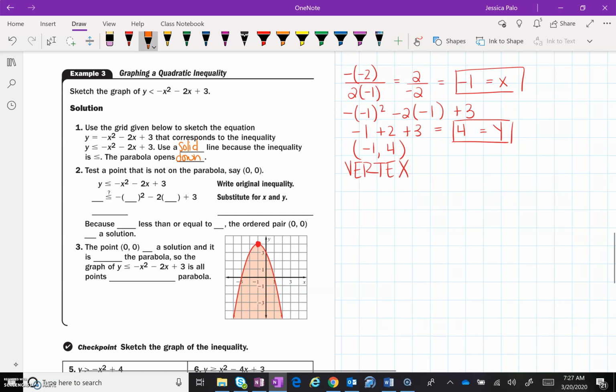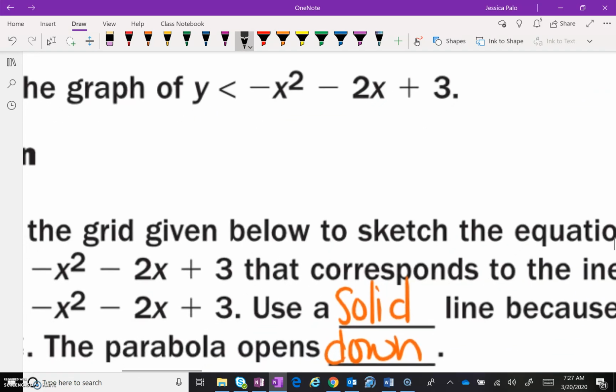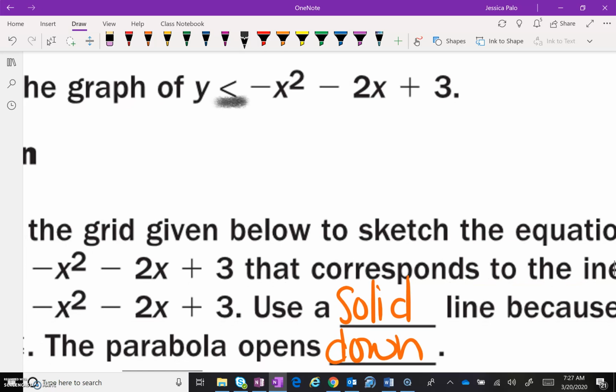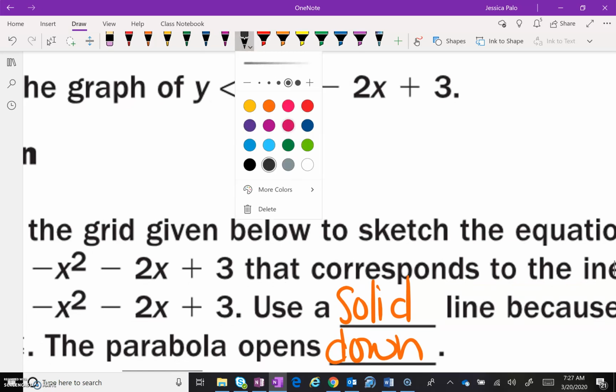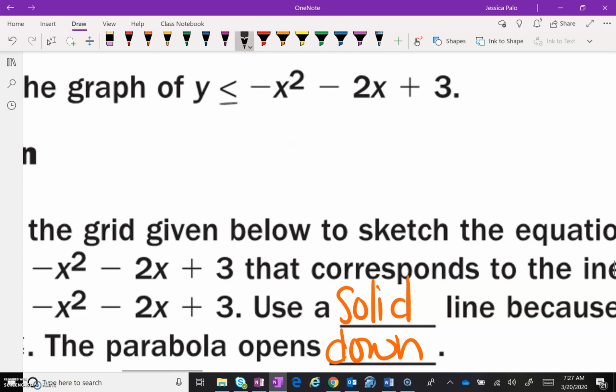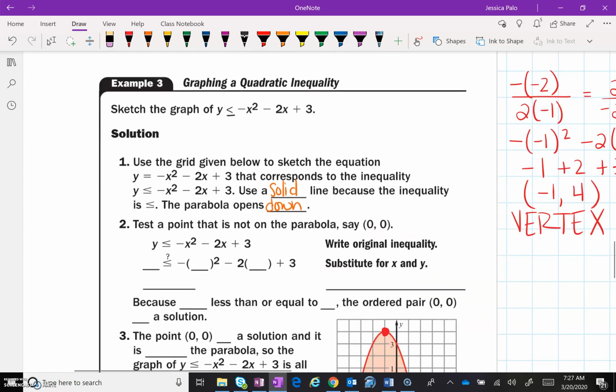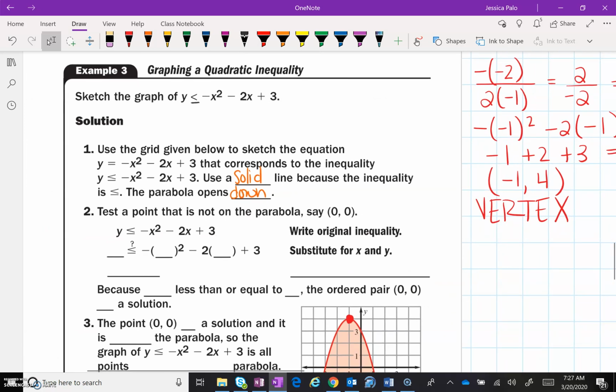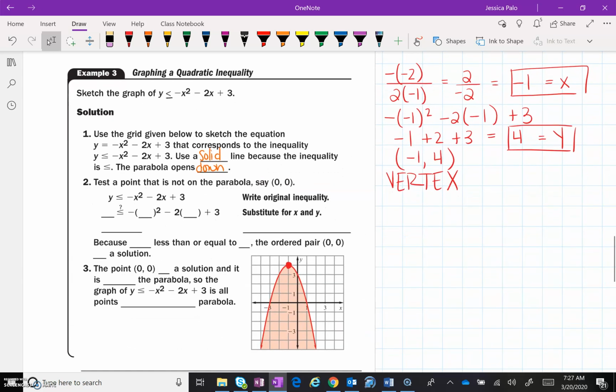Now you'll notice the difference between the example up here and the example down here. We are going to go with the example down below, and I'm going to make this an equal to. There we go. So the inequality is y is less than or equal to negative x squared minus 2x plus 3. We will be using a solid line to graph our parabola, and the parabola will open down because a is negative.